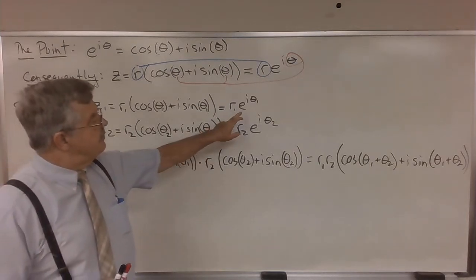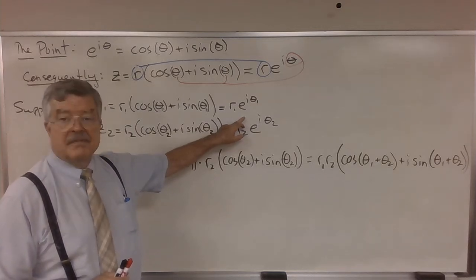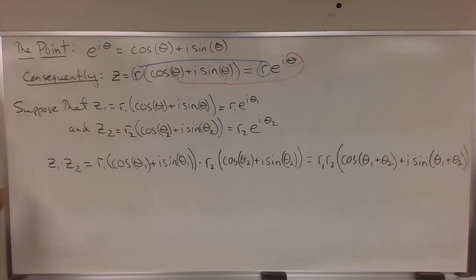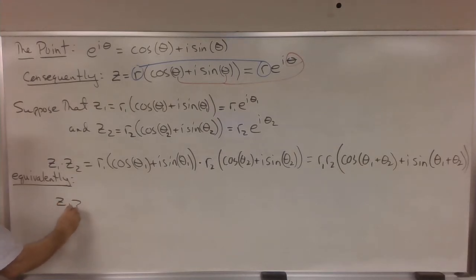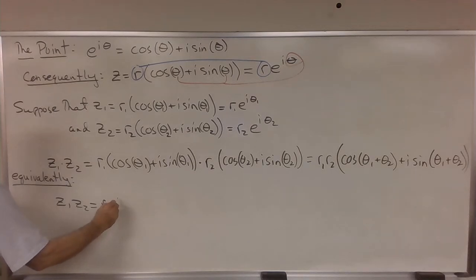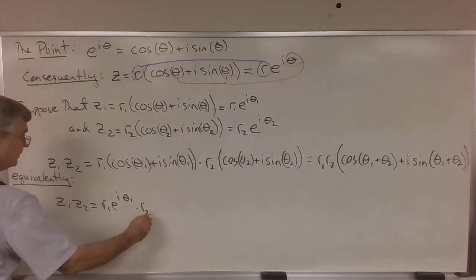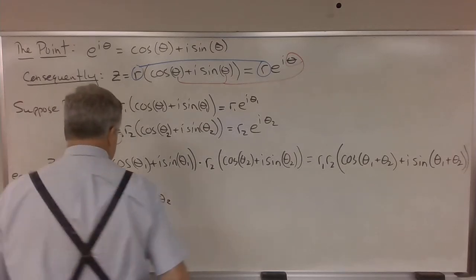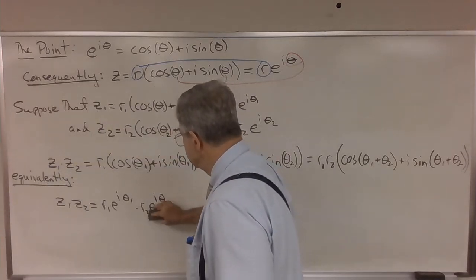Now, if we use this form of notation, the same kind of thing should happen. So I'll write equivalently, and we'll get r1 e to the i theta 1 times r2 e to the i theta 2. And let me redo these subscripts here. I murdered them.